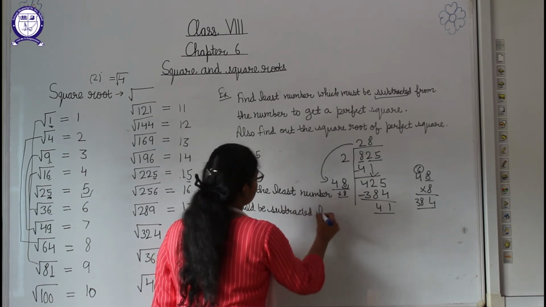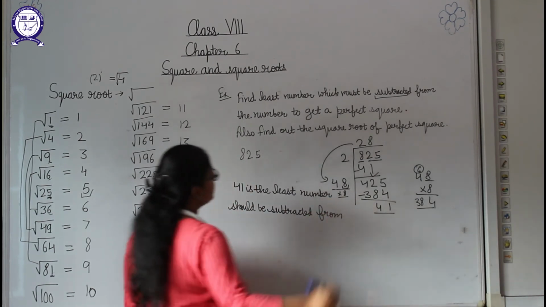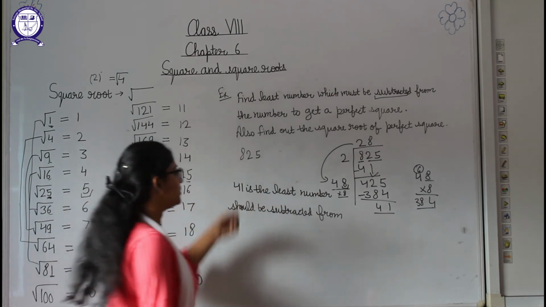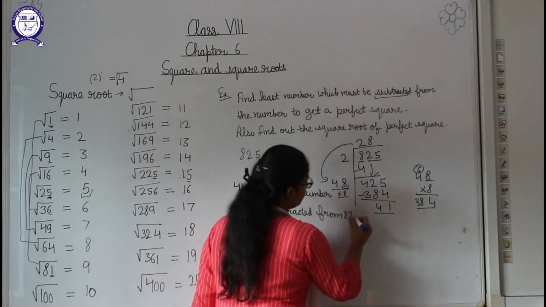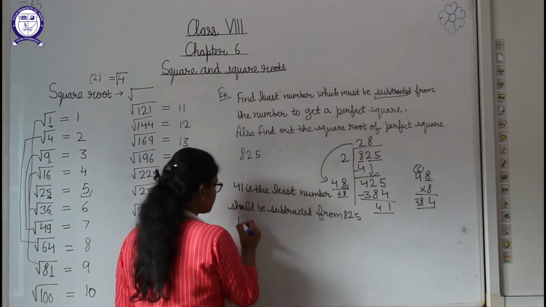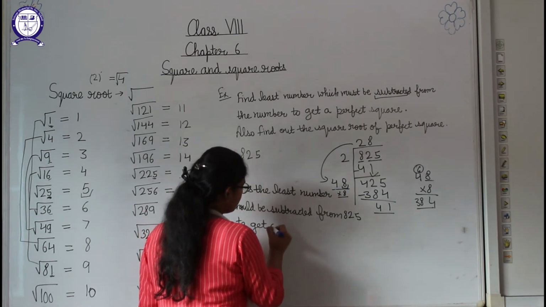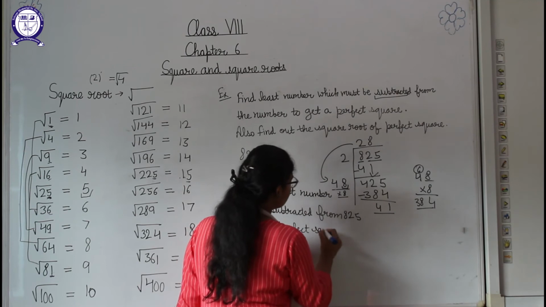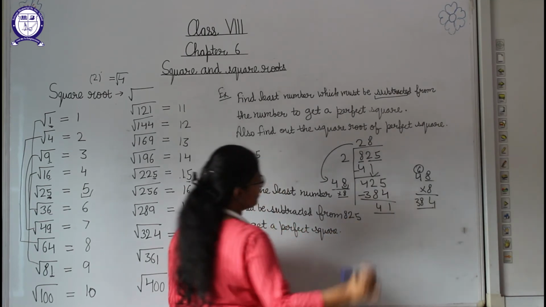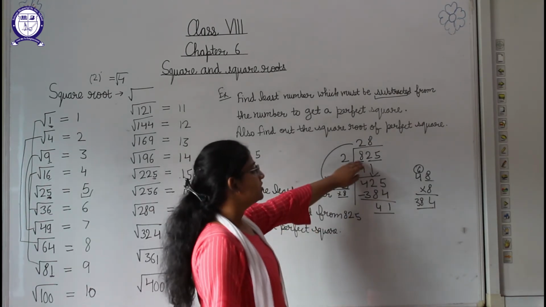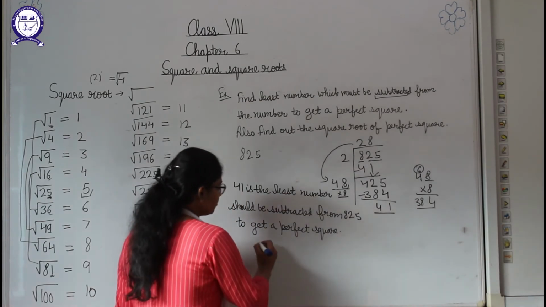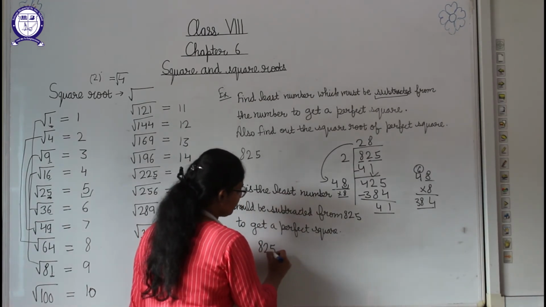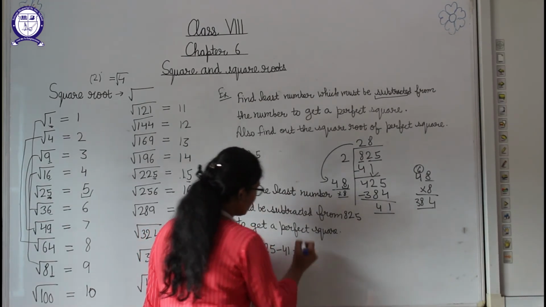from 825 to get a perfect square. Now students, what will we do? We will subtract 41 from 825 that is given to us. So 825 minus 41, what are we getting here?